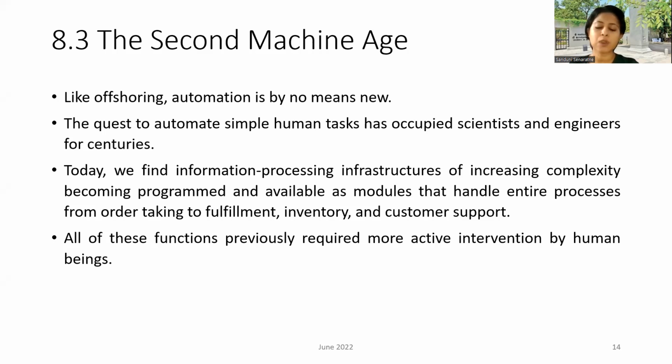So in the second machine age, what we mostly discuss is this concept of automation, right? This is what is expected to drive the second machine age mostly. The quest to automate simple human tasks has occupied scientists and engineers for centuries. Today, we find information processing infrastructures of increasing complexity becoming programmed and available as modules that handle entire processes from order taking to fulfillment, inventory, and customer support.